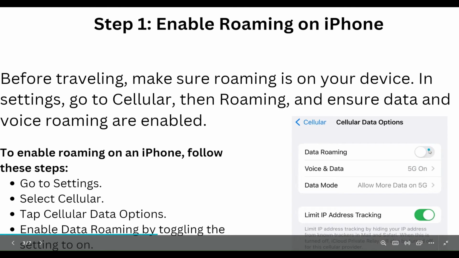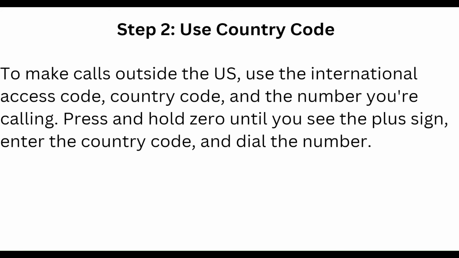Step 2 is use the country code. To make calls outside the US, use the international access code, the country code, and the number you are calling. Press and hold the 0 until you see the plus sign. Enter the country code and dial the number.